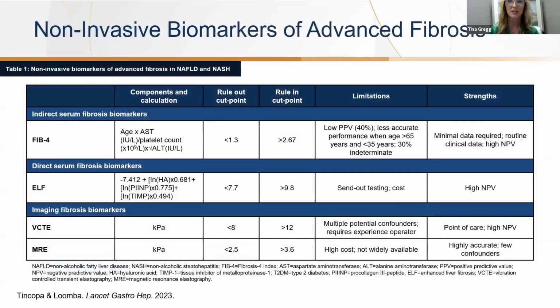And here's a little snapshot of some of the most common non-invasive biomarkers that we see used for advanced fibrosis to determine if that patient may have at-risk fibrosis. These include FIB4, ELF, vibration-controlled transient elastography, which is your FibroScan, and then your MR elastography. This slide includes information for your rule out and rule in cutoff points, as well as limitations and strengths. So this isn't a comparison of the tests. It basically just outlines the different tests.